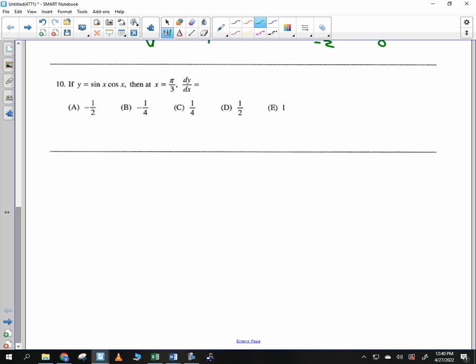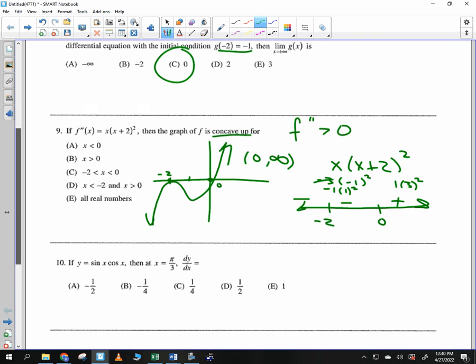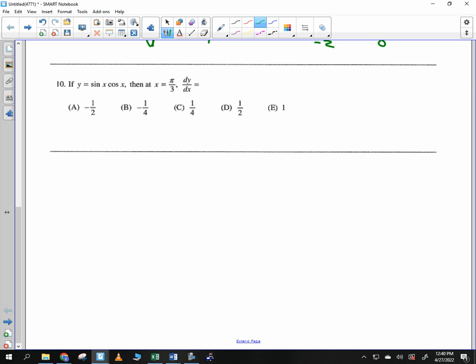This one is asking for the derivative at x. So x greater than 0. Yep, B. All right. Sine of x times cosine of x. You want to find the derivative. What rule do I have to use to find this derivative? Product rule. What's the derivative of sine? Cosine of x. So you got cosine squared of x.